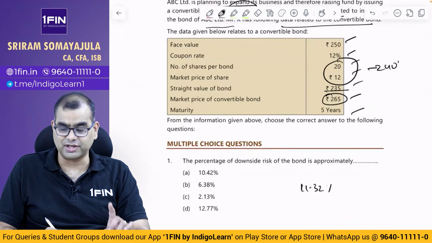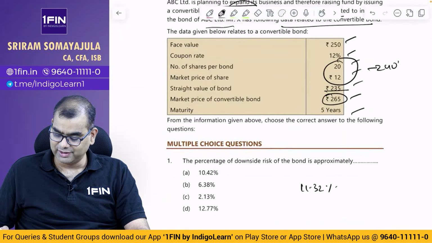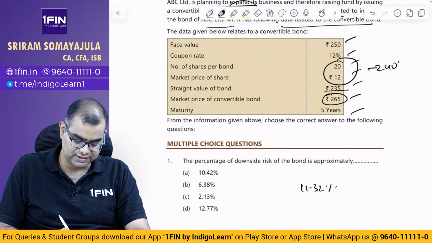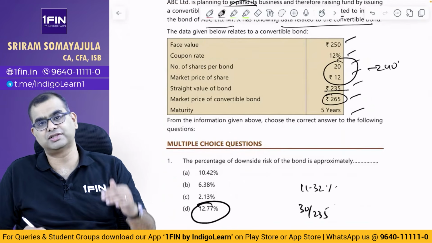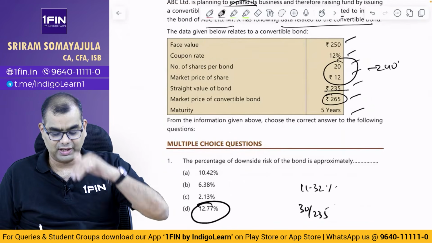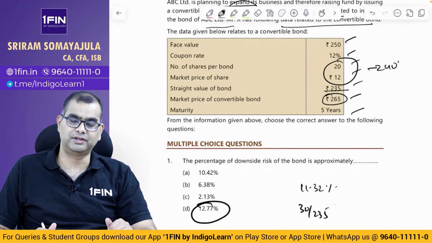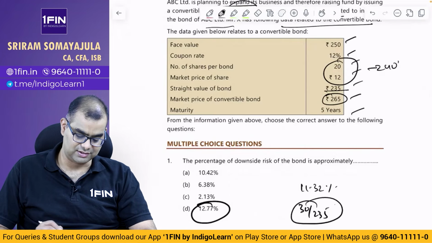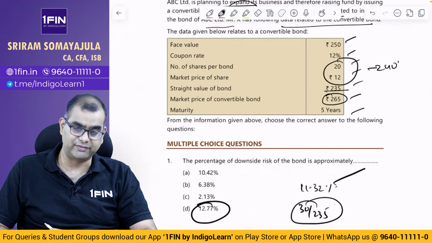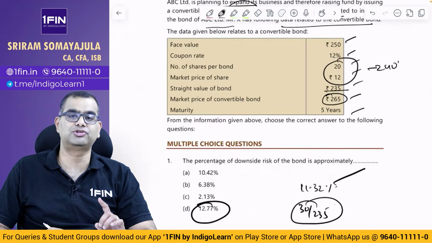11.32. Now this is a mistake on ICAI's part. I'll tell you what they have done. They have done 30 divided by 235, which is 12.76. A downside risk is always from the higher value down, not from a lower value to high. So this is an unfortunate question. The answer is ideally 11.32. Had they given it, I would have marked that. They have not given it, which is where it showed 12.77.